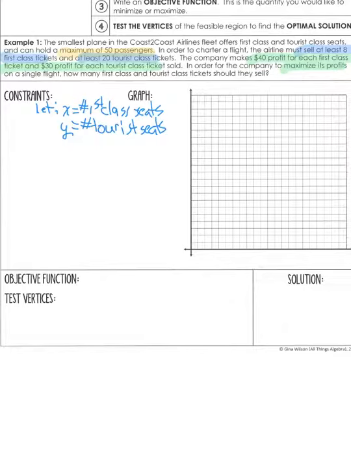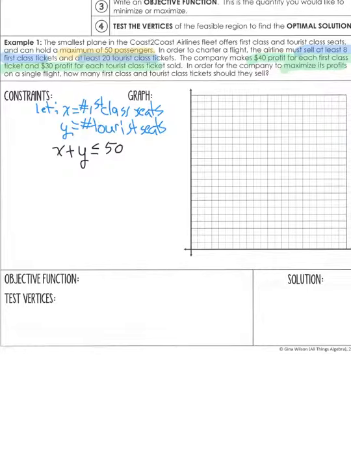So the first constraint says that we have to have a maximum of 50 passengers. So that means that the number of first class seats and the number of tourist seats cannot exceed or go over 50. So I've got x plus y has to be less than or equal to 50. So that's one constraint.